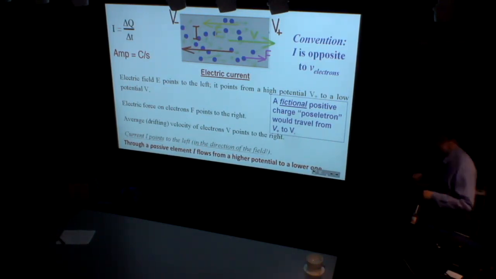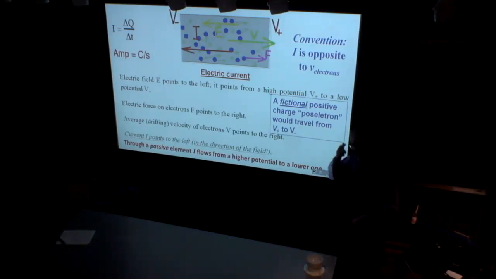Now, from practical reasons, it is easier to imagine that we have fictional, meaning not existing, positive particles inside a conductor. We can always ask, how would that imaginary particle move? And that would be the direction of electric current. So positive electrons, yeah, or positrons.